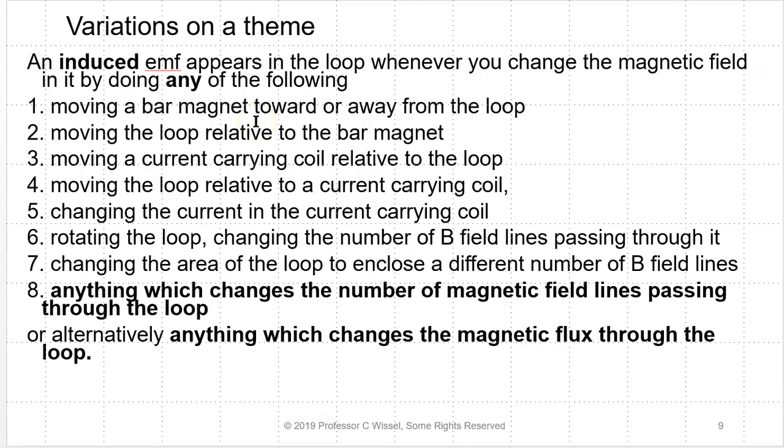Moving a bar magnet toward or away from the loop. Moving the loop relative to the bar magnet. Moving a current-carrying coil relative to the loop. Moving the loop relative to a current-carrying coil. Changing the current in a current-carrying coil.